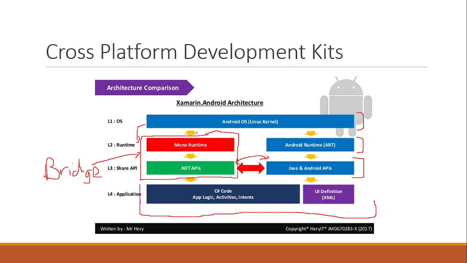So when retrieving functionalities from the OS or the native code, there is still a translation. Therefore, the time for your application to interact and give a result is sometimes slow. That is the structure of cross-platform development kits, because they have bridges. Okay, so that is for Xamarin.